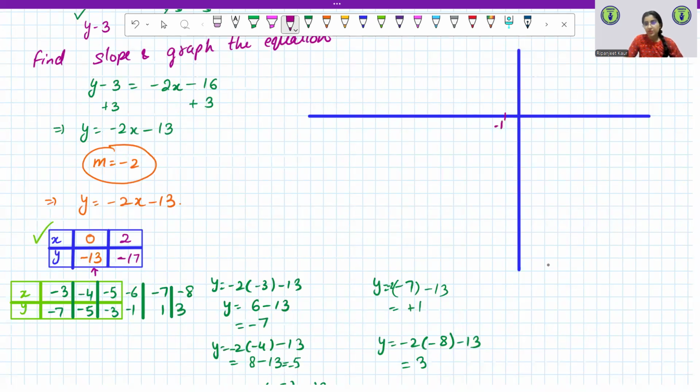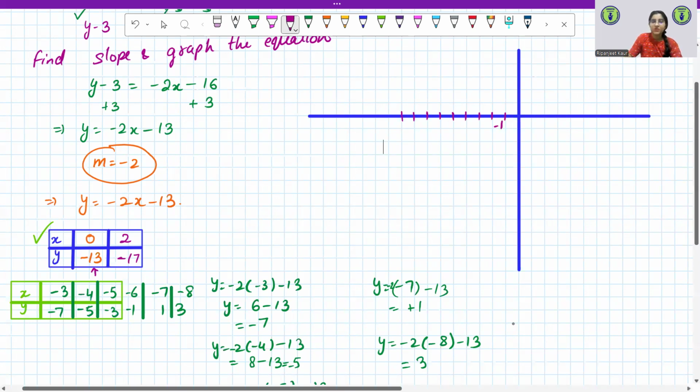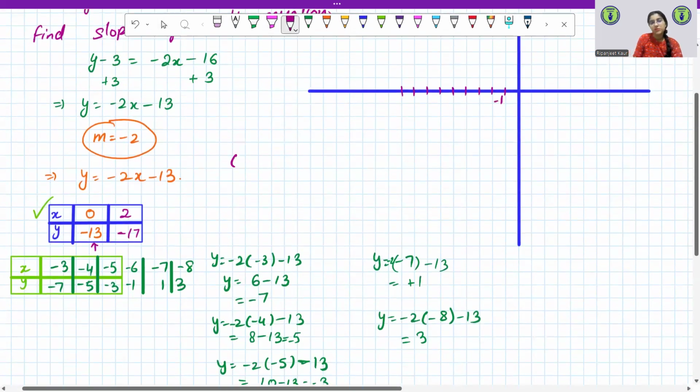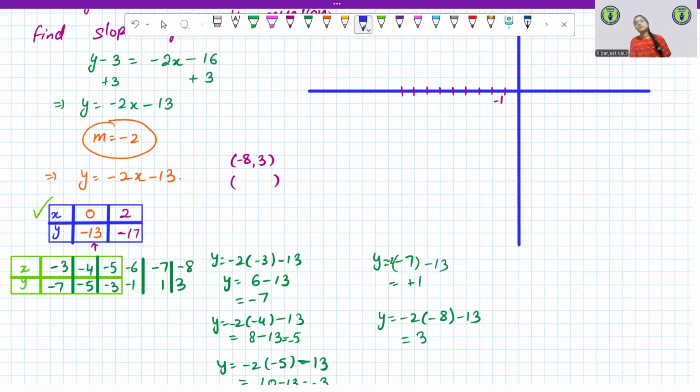So this is a -1, -2, -3, -4, -5, -6, -7, -8, and -9. First you tell me which numbers you would like to go with. Tell any coordinates, any two. -8 and 3. Okay, -8 and 3. And the other one? -4, -5. -4 and -5.